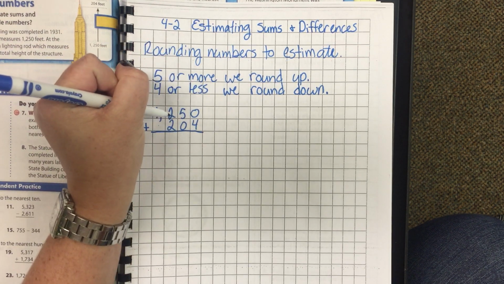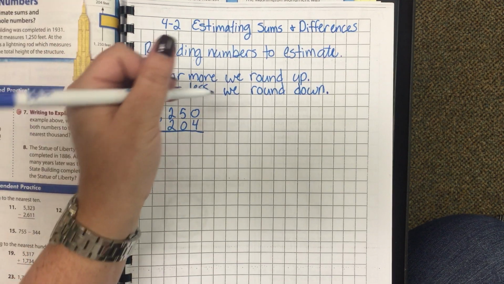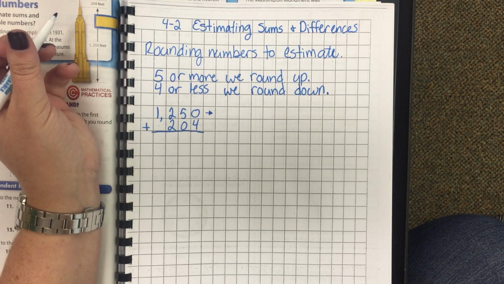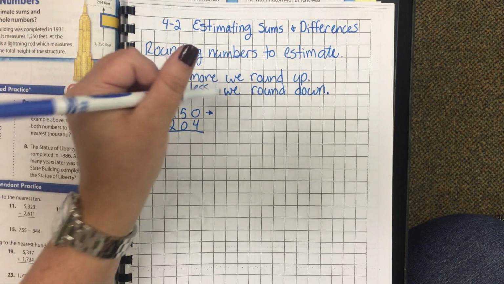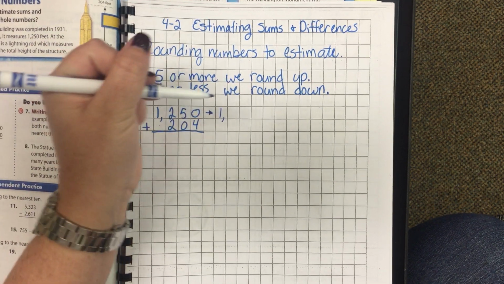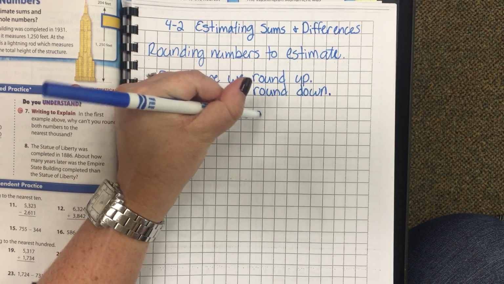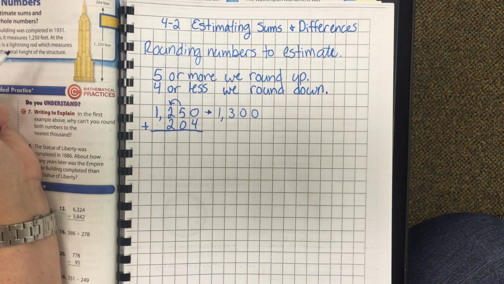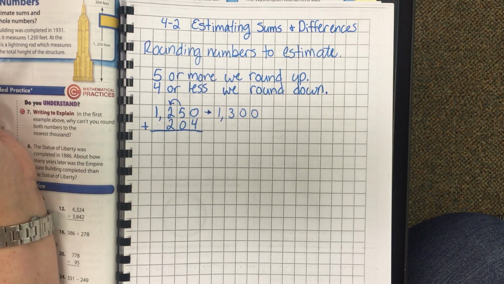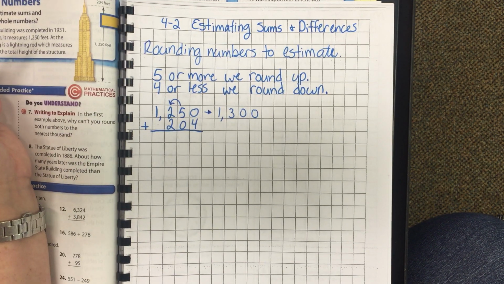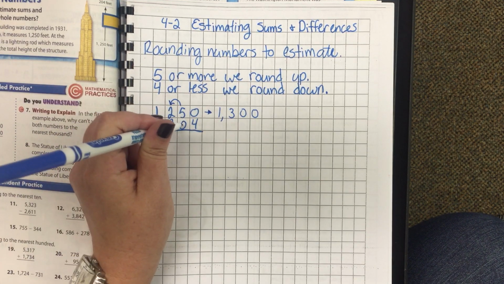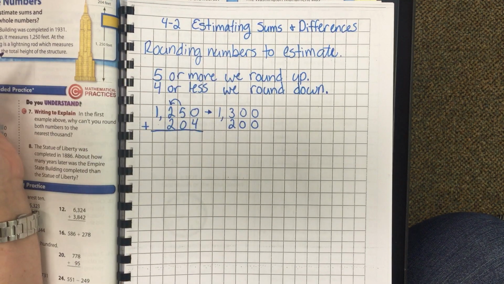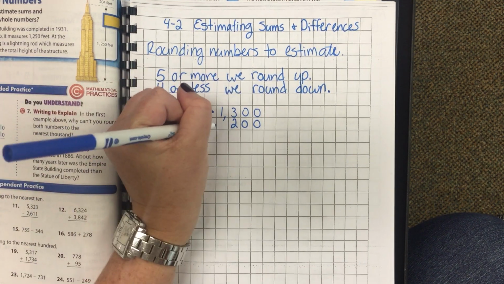So 1,250 rounded to the nearest 100, I'm going to draw a little arrow to show I'm changing it, is going to be what? 1,300, because 5 is changing the 2. And zeros everything out. 204 rounded to the nearest 100. 0 is doing nothing to that 2, so it stays 200. Now I can add that up.